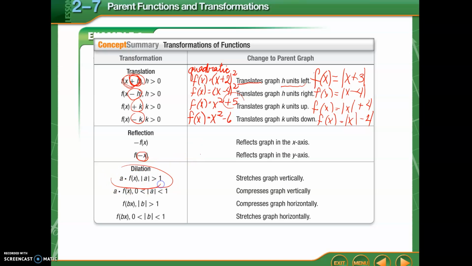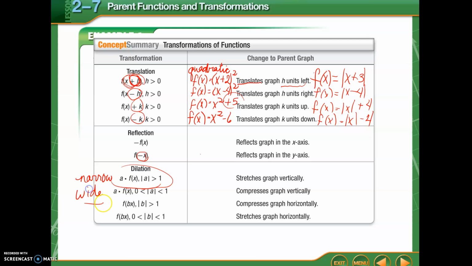So then dilations. If it's greater than 1 times the absolute value, it's going to stretch it vertically, so it's pulling it up, so it's making it skinnier. And if it's less than 1 but greater than 0, so not negative but less than 1, then it's going to compress it vertically, so it's like a push down on it, so it makes it wider. So this is narrow and wide.